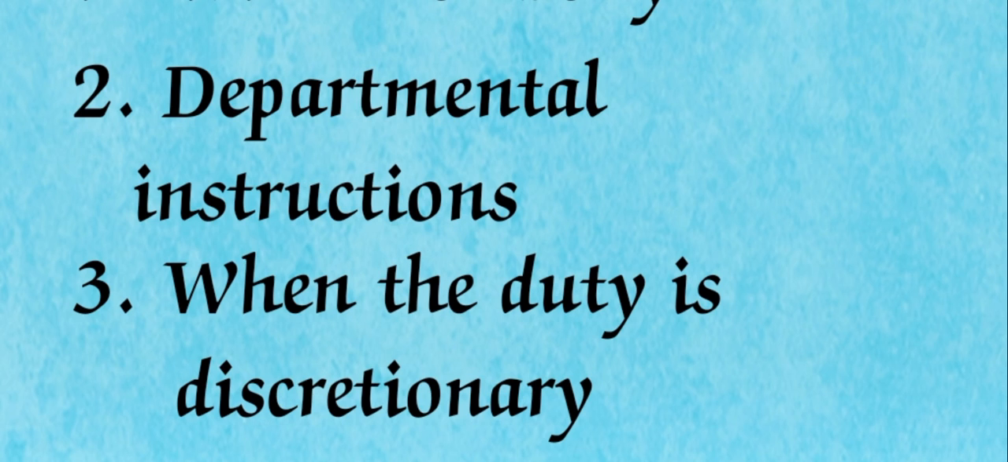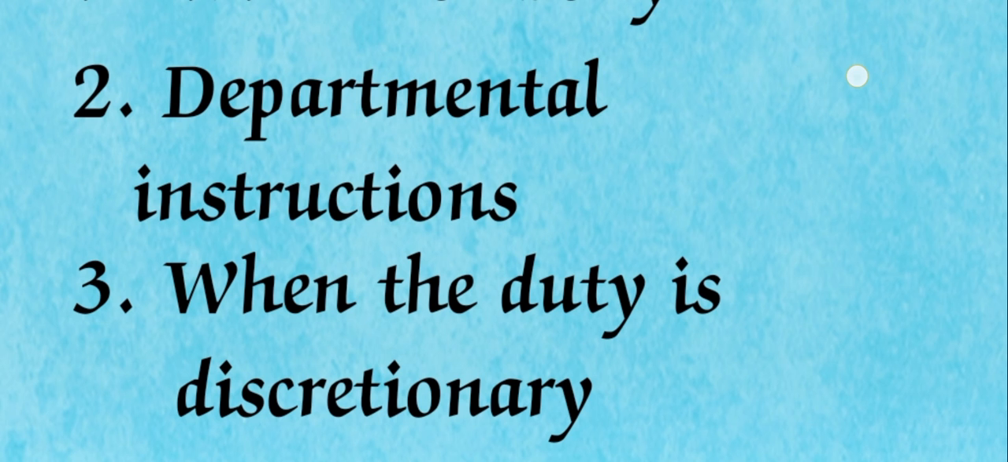The next one is departmental instructions. They don't have any statutory force. Some instructions are there, and we have to follow them. For example, if any person says I am not able to follow those instructions, so I will go to the Supreme Court and use Article 32, this is none of the court's business. Departmental instructions must be followed. By using departmental instructions, we cannot go to the Supreme Court or High Court on the basis of Article 32.